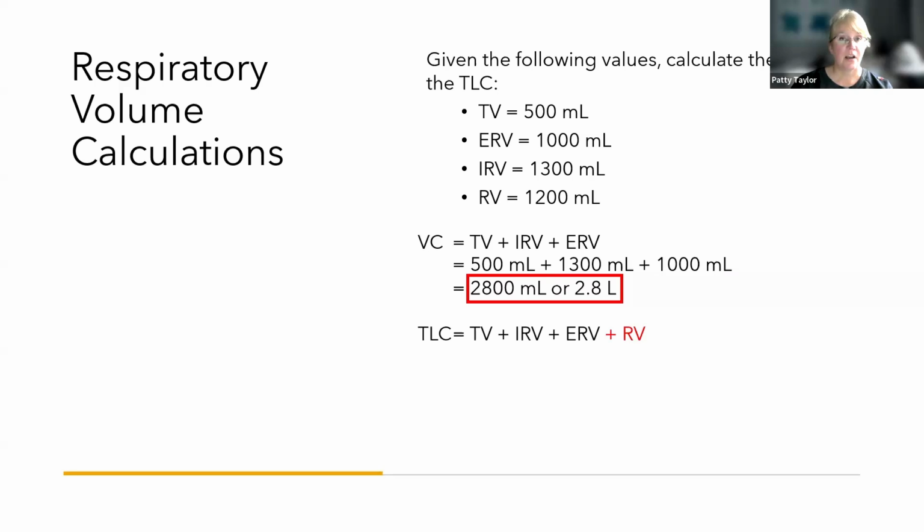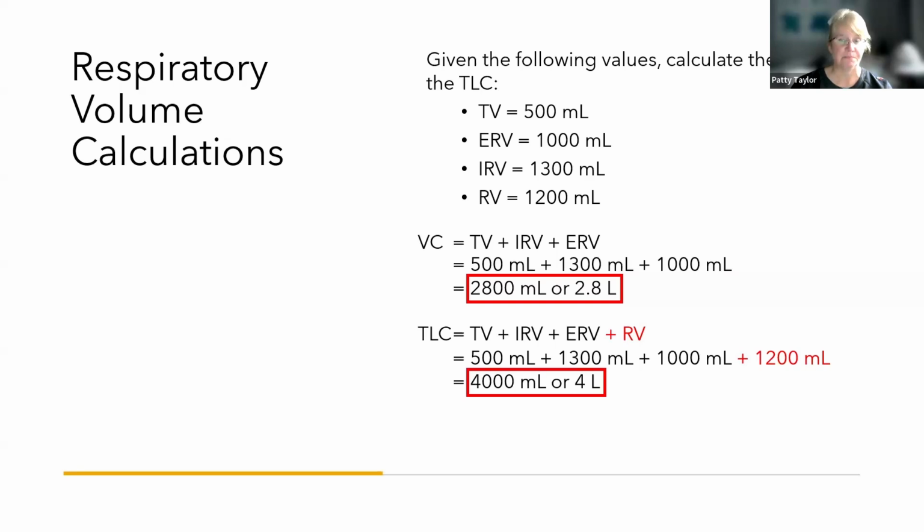Now, let's do the calculation for TLC. TLC is exchangeable air plus the non-exchangeable residual volume. Let me give you a moment to jot that down and get that in your calculator. All right, so what you should get is around 4,000 milliliters, or just simply 4 liters, and that will be your answer for the total lung capacity.